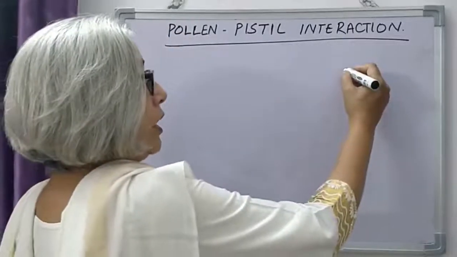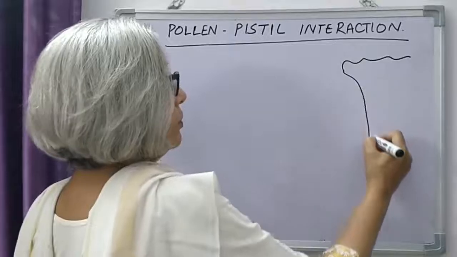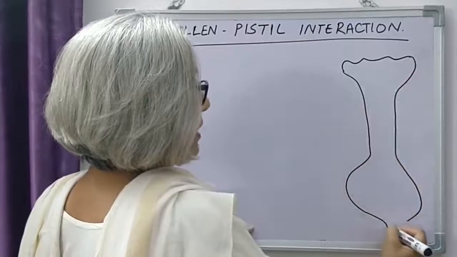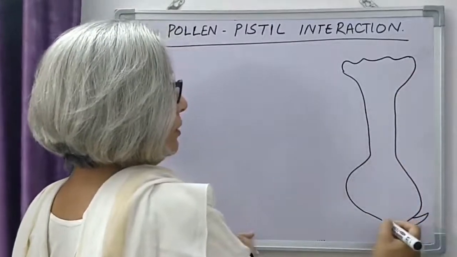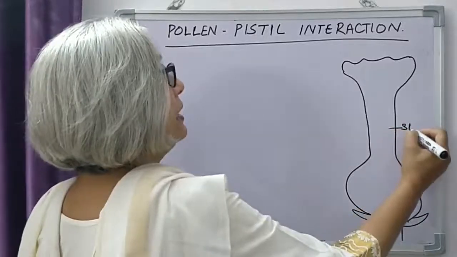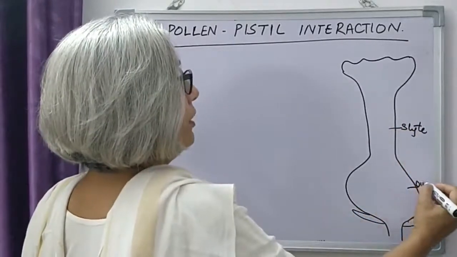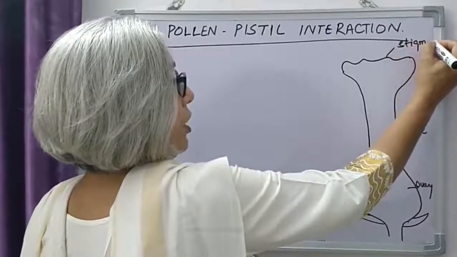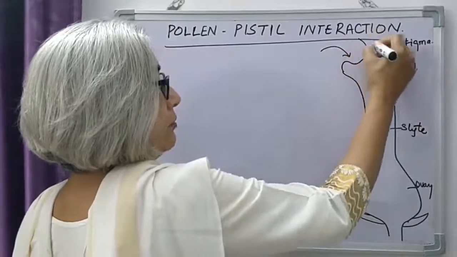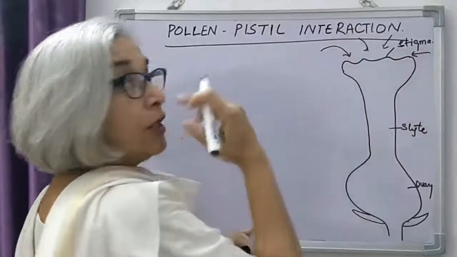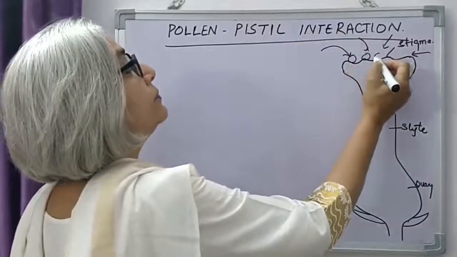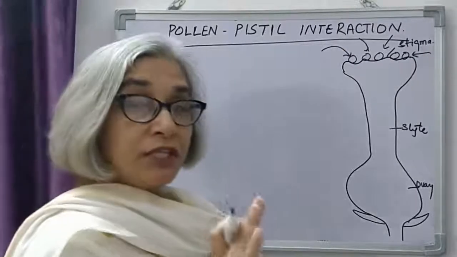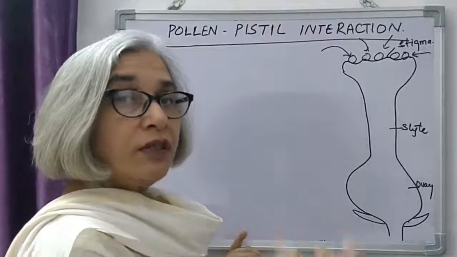Now we all know, I'm just showing you a structure of the carpel. A carpel has a basal swollen ovary, a slender style, and the flat expanded portion, which is the stigma. Now on pollination, whichever way pollination occurs, the pollen reach the stigma. These are the pollen grains that have reached the stigma. So basically pollination is only the transfer of pollen grains from the anther to the stigma.